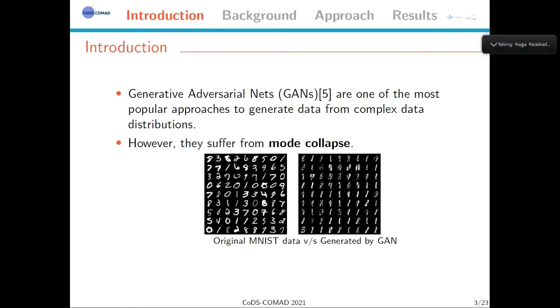Generative adversarial nets are one of the most popular approaches to generate data from complex data distributions. However, they suffer from a problem called mode collapse. As you can see below, on the left you have original MNIST data and on the right you have data generated by a GAN. Many of the digits that are present in MNIST are missing in the generations by the GAN. So the GAN is not able to capture the entire data distribution of the training set. This problem is known as mode collapse.